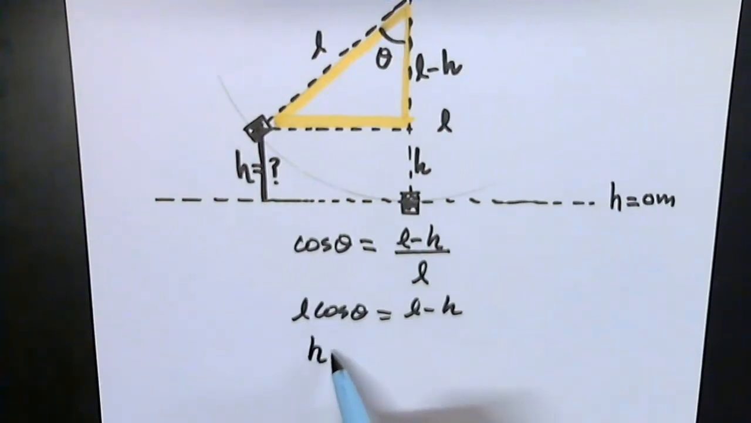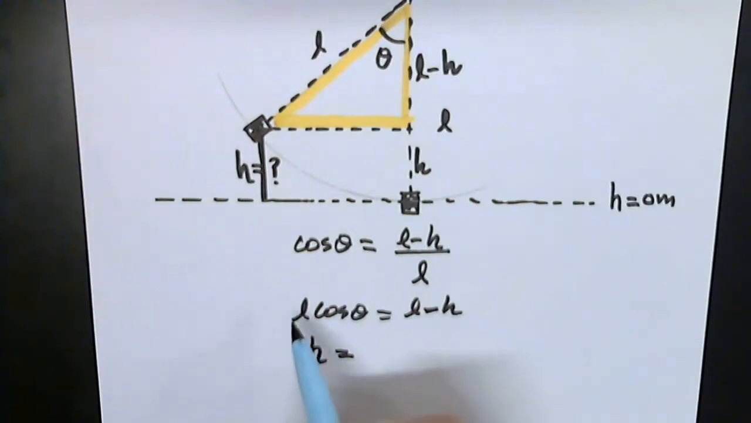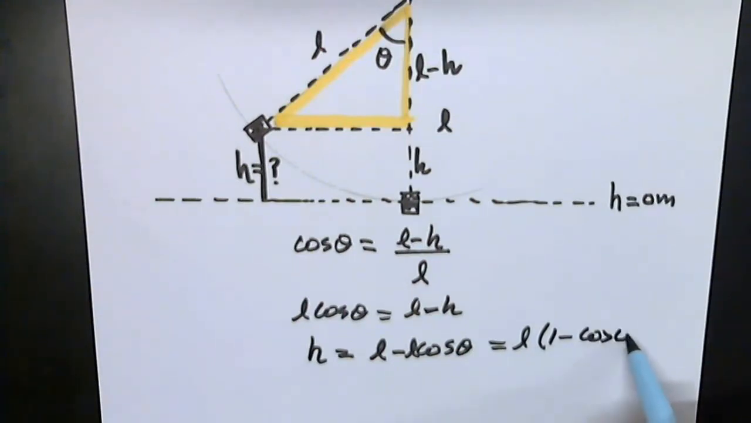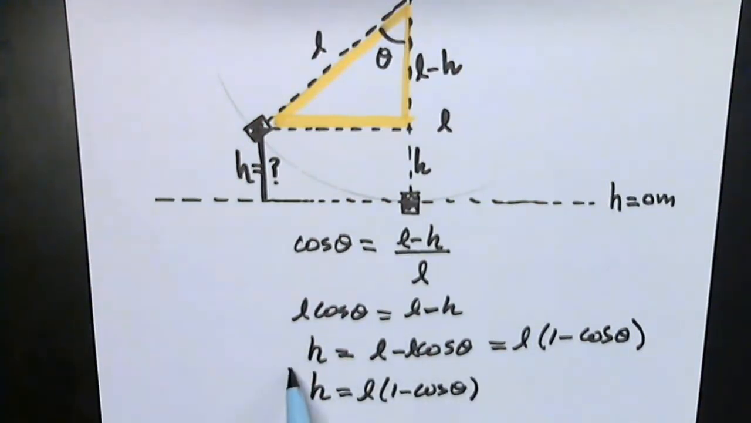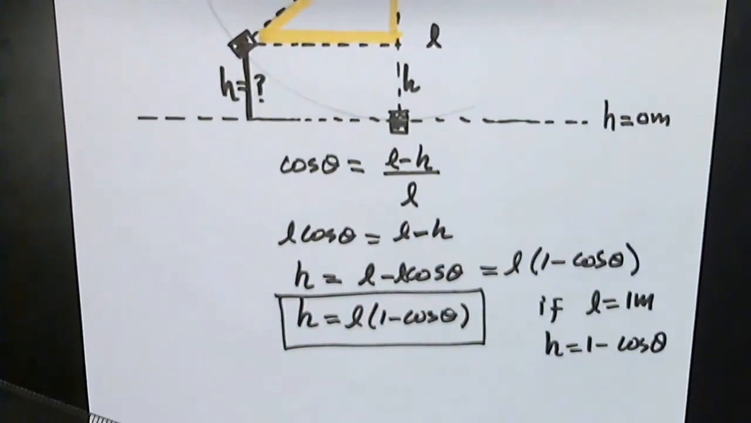So h is this negative, so it goes to this side positive. This is positive, so it goes to the other side negative. Take L common factor. So h is L. If L is 1 meter, then h is 1 minus cosine of the angle.